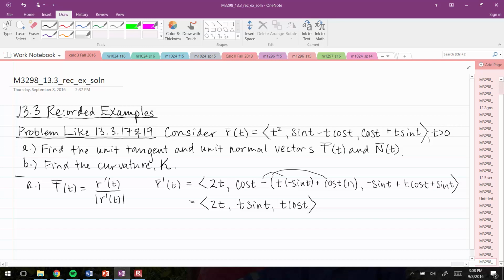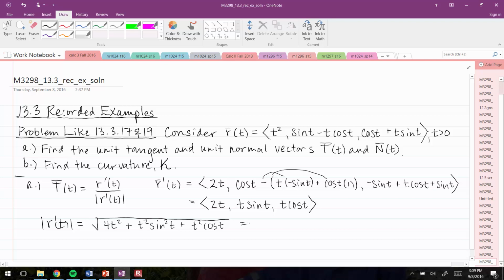So mission accomplished on that one, but we still have to find the magnitude of this r prime. So obviously we have to do that second, and we can go ahead and do it now. So we'll do it as side work. Remember that the magnitude is just going to be each component squared added, take the square root. So we're going to have 4t squared plus t sine t squared, because it's multiplication we can bring in that square. So we'll have t squared sine squared plus t squared cosine squared.